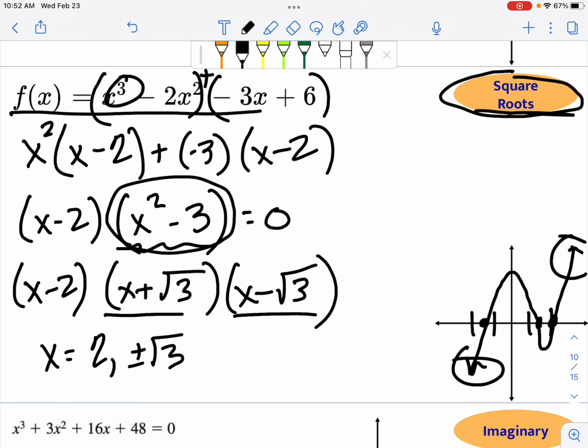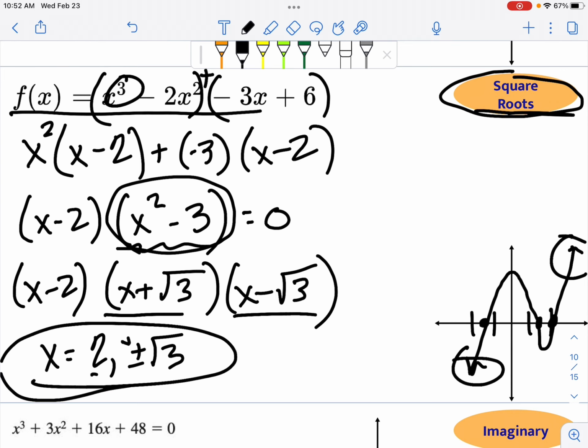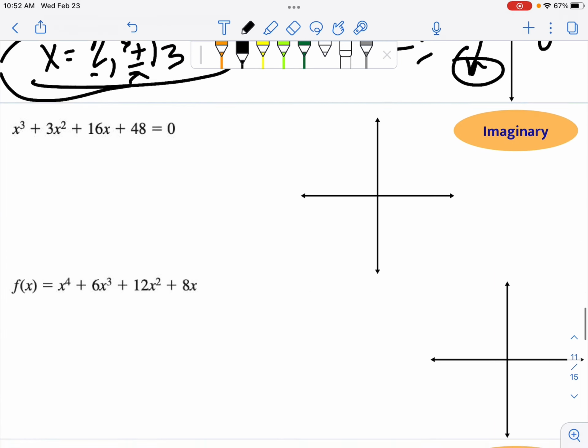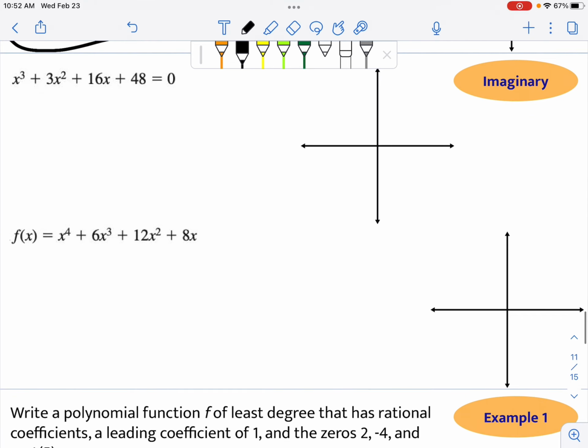So here's how square root would show up. Here's how we handle it with our solutions. We have 1, 2, 3 solutions, and here's what it would look like on a graph. Last one, imaginary numbers.